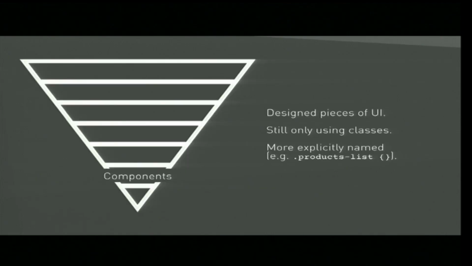This is chased up by the components layer. This layer is still class-based, so we haven't introduced any more specificity, but we have got more explicit. So the UI list might be a certain permutation. You might have 10 UI lists on a page, but one of them might also be the products list. This layer is smaller because it affects less of the DOM, but it's more explicit than the layer previous.